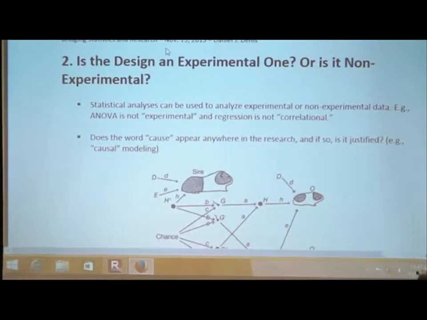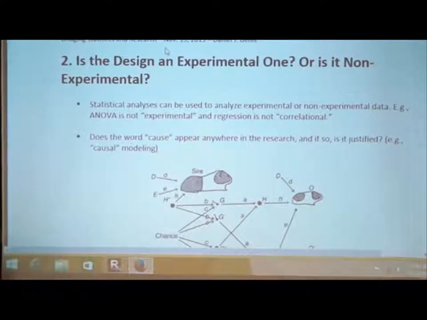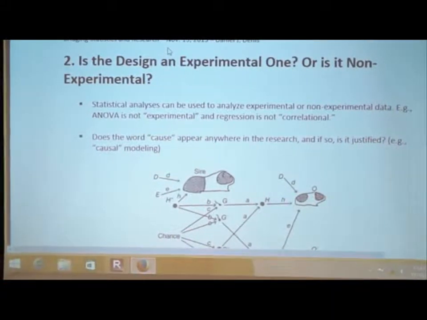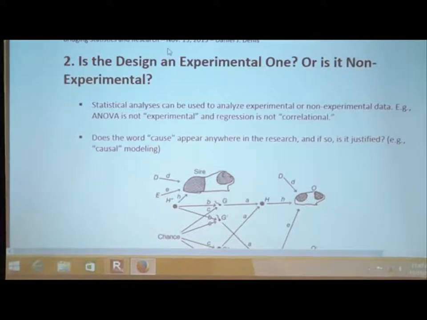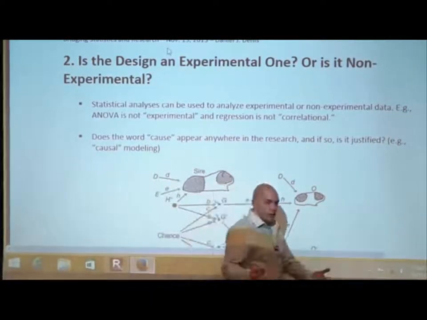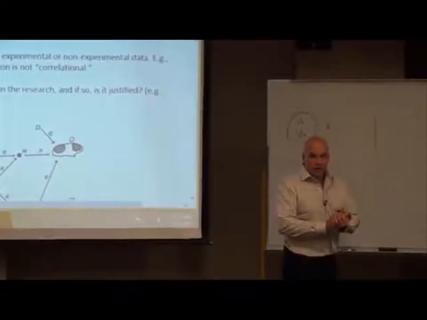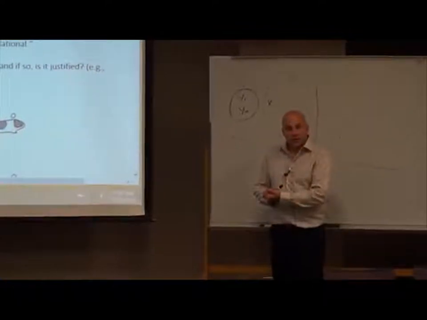Statistical analyses can be used to analyze experimental or non-experimental data. For example, ANOVA is not necessarily experimental and regression is not necessarily correlational. Sometimes investigators think that if you're doing an experiment, then you should be doing ANOVA as the analytic process. But really, you can do regression just as well.